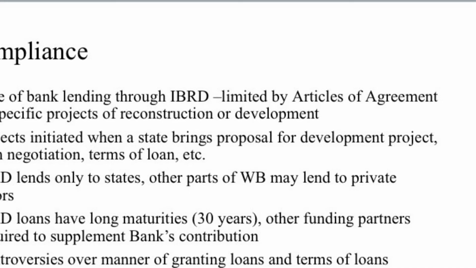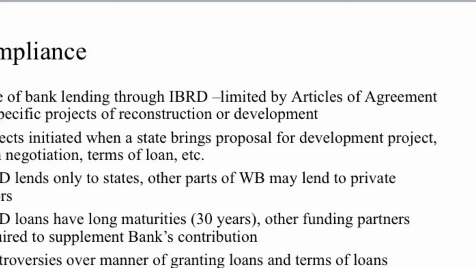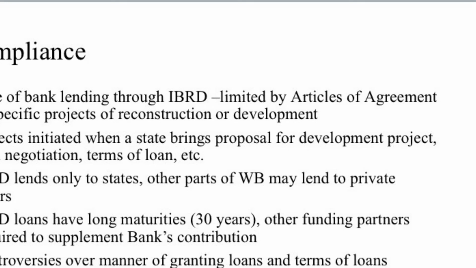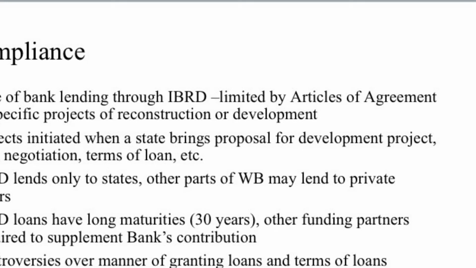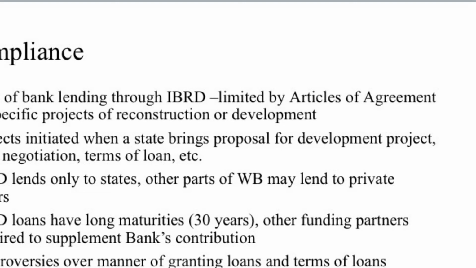Other parts of the World Bank Group may lend to private actors, but the IBRD lends only to states and to borrowers for whom a state is willing to provide guaranteed backing. States are given quite a long time to pay off these loans, at least 30 years, and often the bank insists that the borrower finds other funding partners to supplement the bank's contribution so that their risk is diversified.